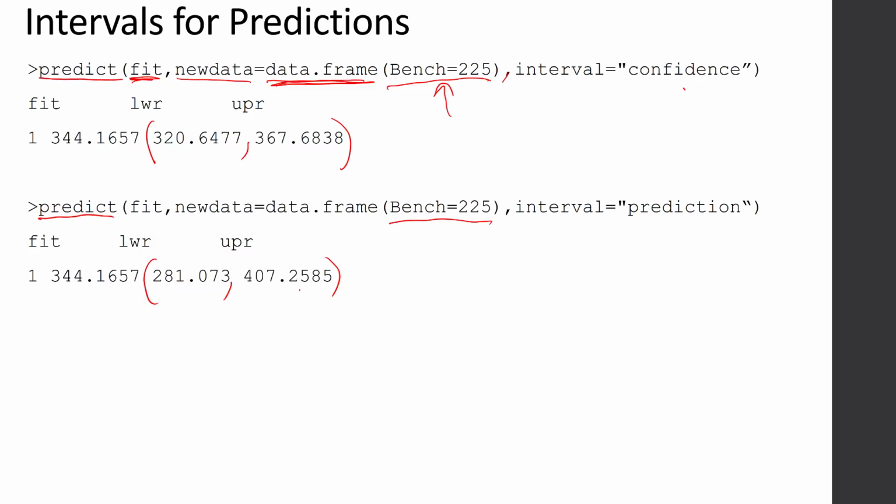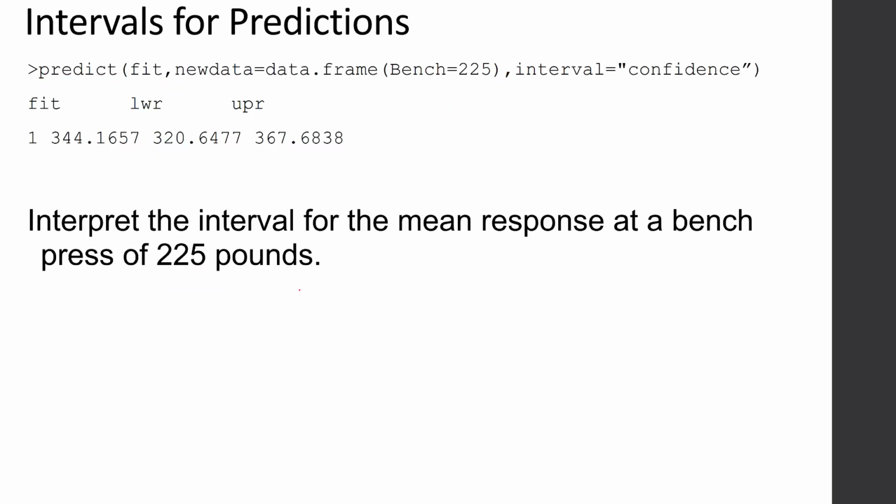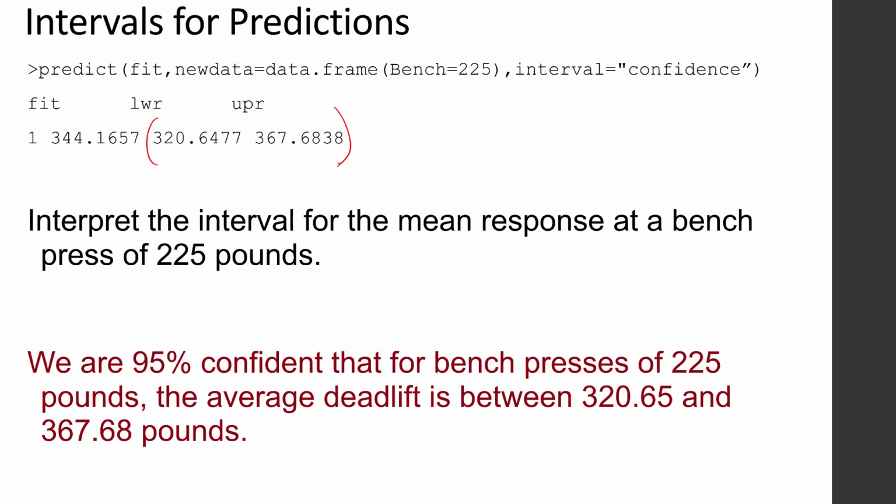All right, so let's take a stab at interpreting these. So let's interpret the interval for the mean response at a bench press of 225 pounds. So that's these numbers right here. Well, remember, you always start with your confidence level, so we're 95% confident that for bench presses of 225 pounds, the average deadlift is between 320.65 and 367.68 pounds. Hopefully that interpretation makes sense. You probably should be getting pretty good at interpreting confidence intervals at this point.